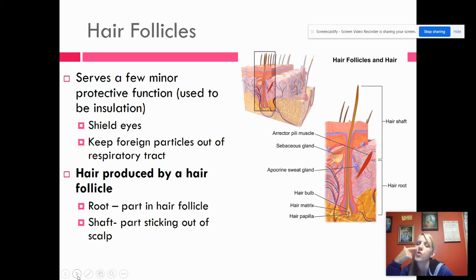You have hairs in your nose that keep bacteria and dust particles out. You have hair in your ears that, again, prevents things from getting in. So hair is super beneficial to prevent things from getting in. It traps things, so they can't get in.